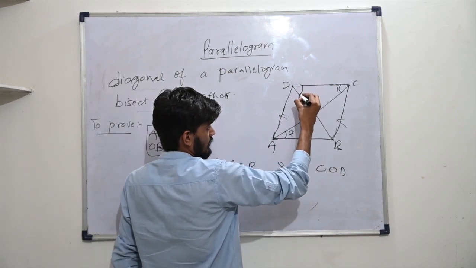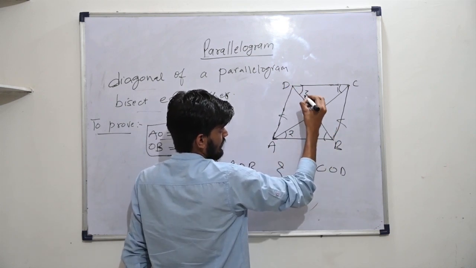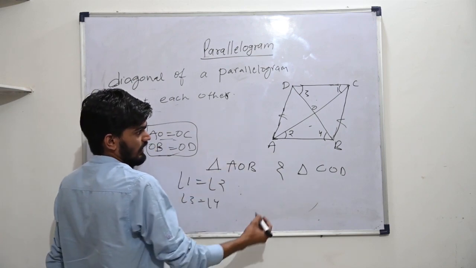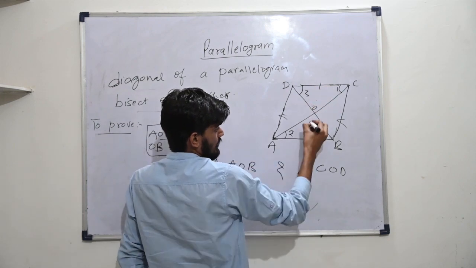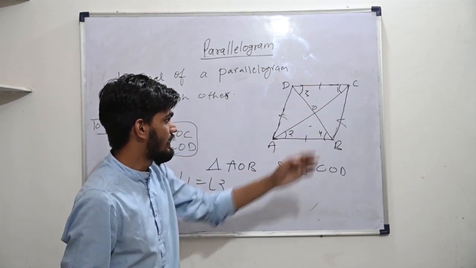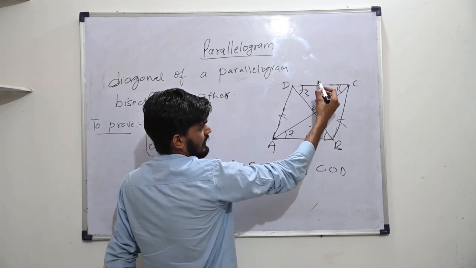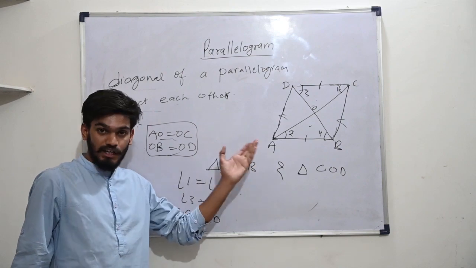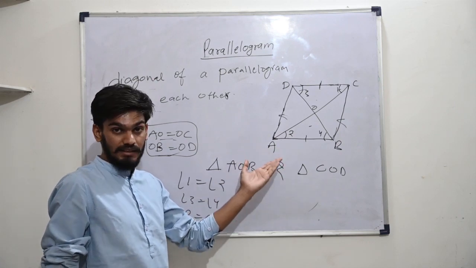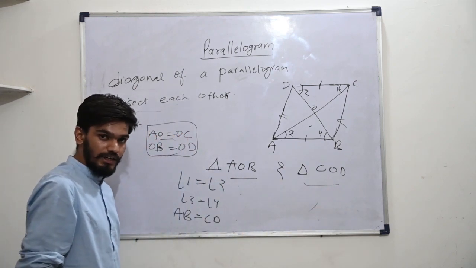The same way, angle CDB and angle DBA, let's say angle 3 and angle 4, will also be equal. And if you notice, we know that opposite sides of a parallelogram are equal, so AB and CD are equal. Now angle, side, angle: two angles and the included side of a triangle are equal to two angles and the included side of the other triangle. So we can say triangle AOB and triangle COD are congruent to each other.